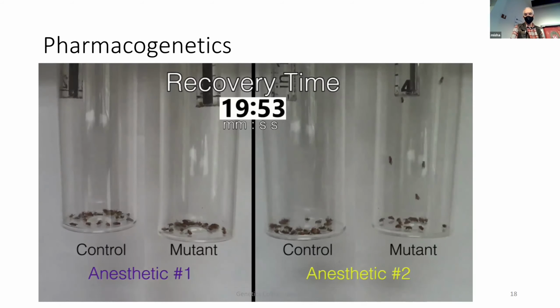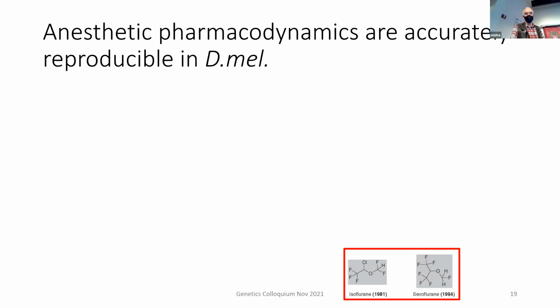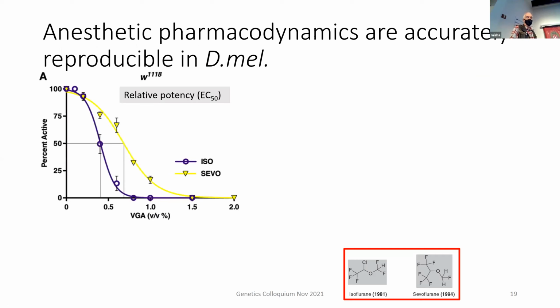Okay, I hope I have convinced you. So now I will tell you two things about this. First of all, we're going to show you some stats. But the important thing is that the anesthetic effects in flies reproduce what we see in humans, and that is that one drug, the yellow drug, sevoflurane, is less potent than the purple drug, isoflurane. And this is here expressed with the EC50.